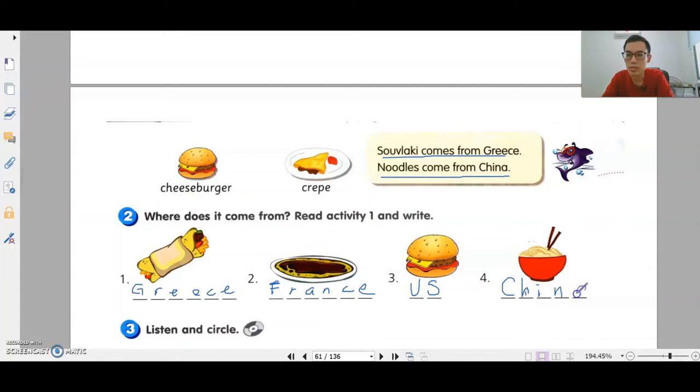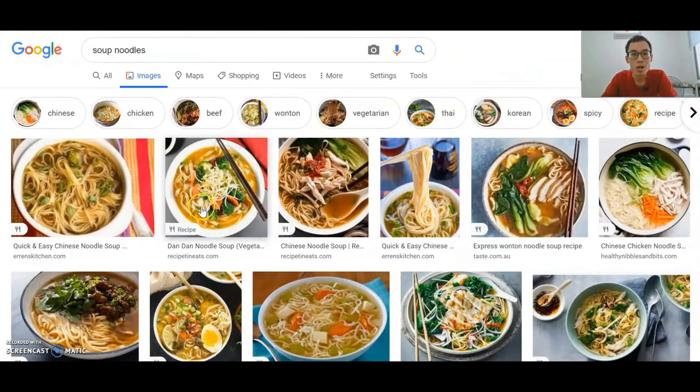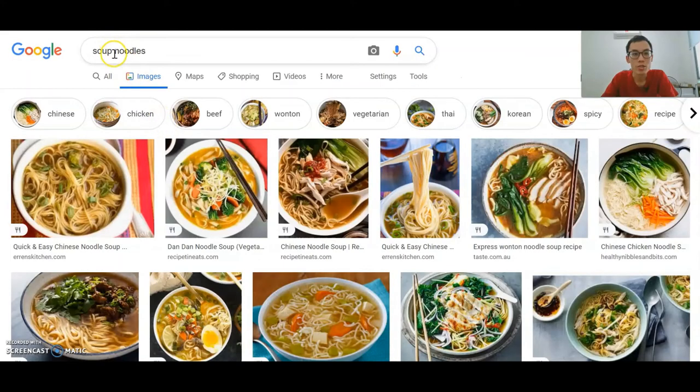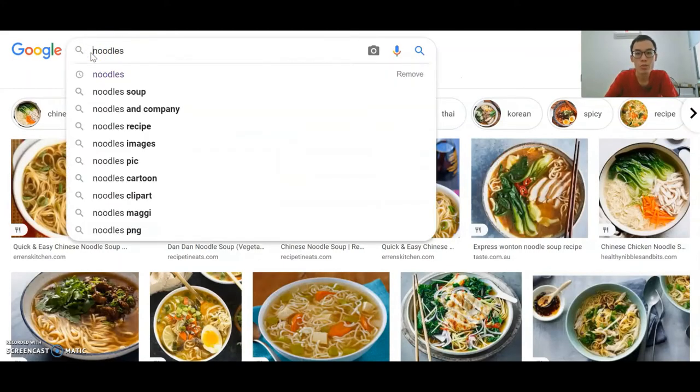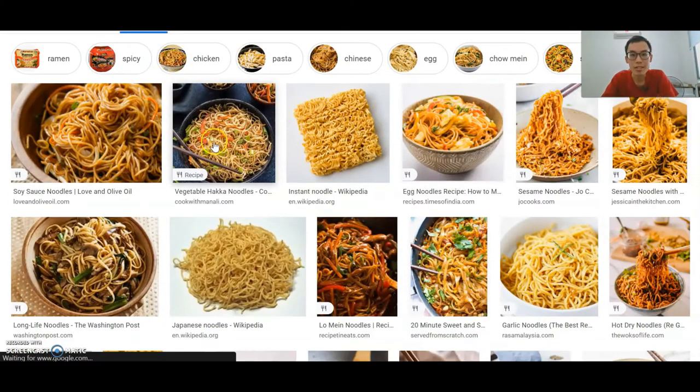Okay, I just want to show you some pictures of this food. So here we have noodles. Noodles can be in soup or just dry noodles without soup, like this. All these are without soup, dry noodles.